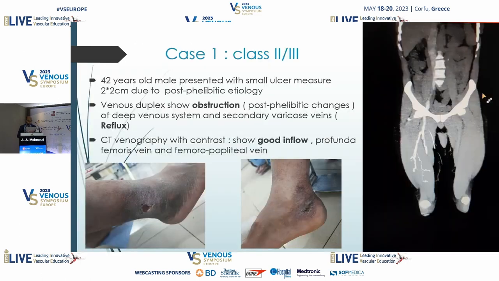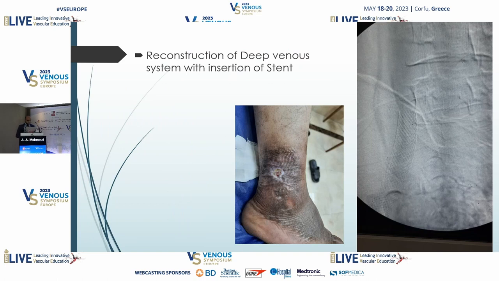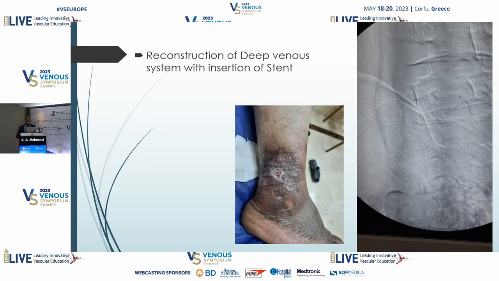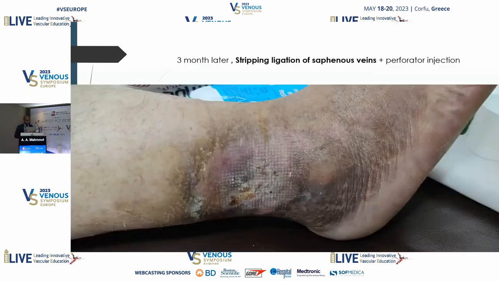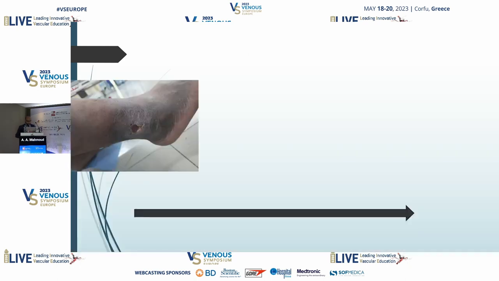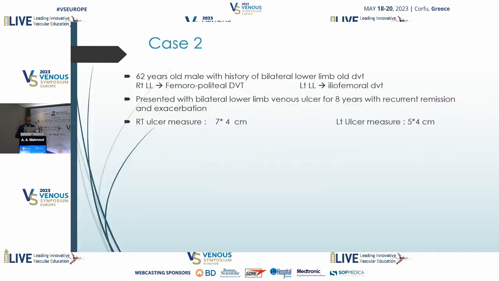This is class 1. We have a 42 years old patient presented with both obstruction and reflux, and we have here a good inflow, but I don't know why the video doesn't work. First we did a reconstruction of this system and insertion of the stent, and later on stripping ligation after 3 months, and the wound got better and healed.